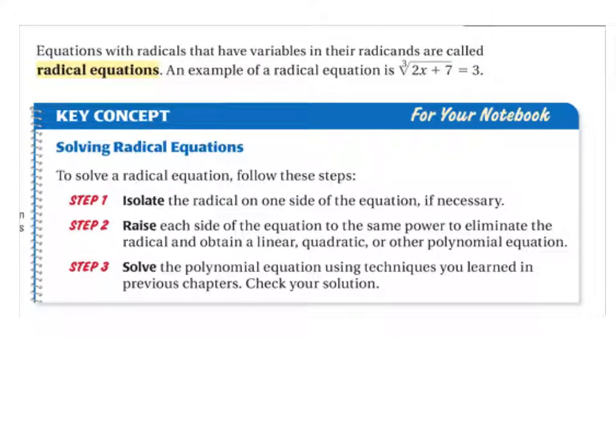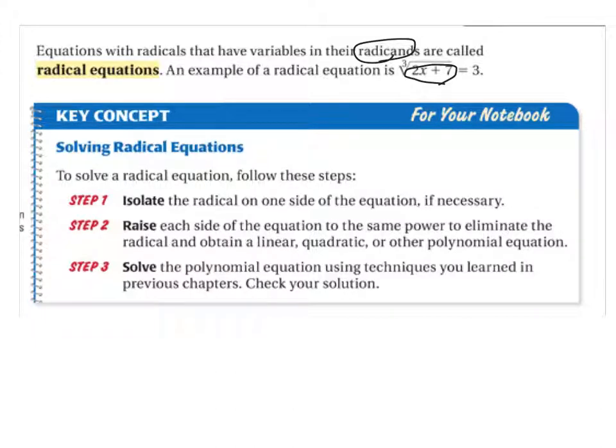All right, into the new lesson. We're learning about solving radical equations today. Equations with radicals that have variables in their radicands, which is underneath, are called radical equations. An example of a radical equation is cubed root of 2x plus 7 equals 3.